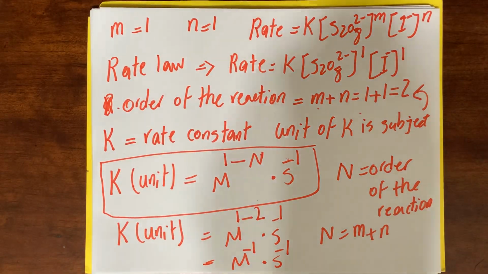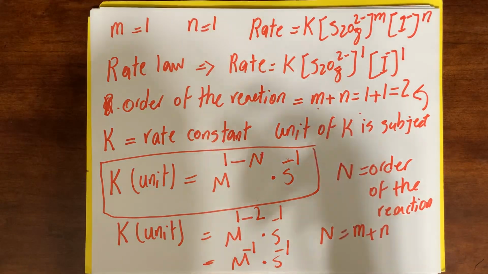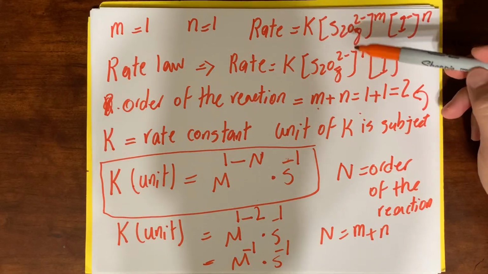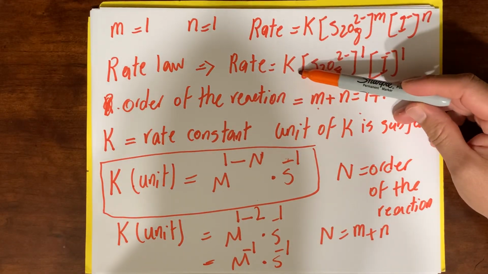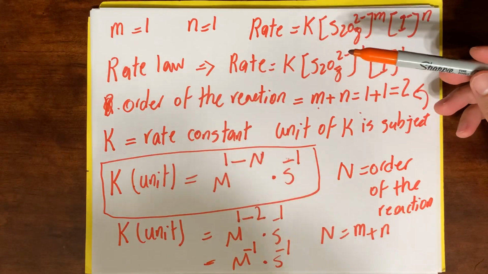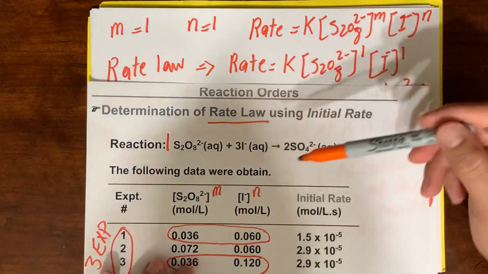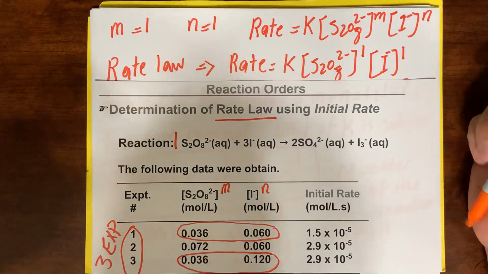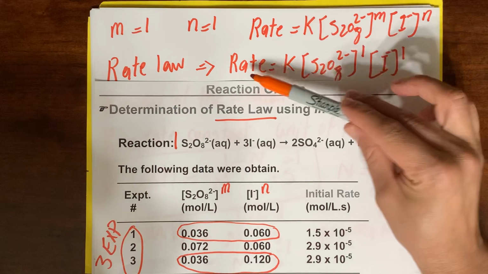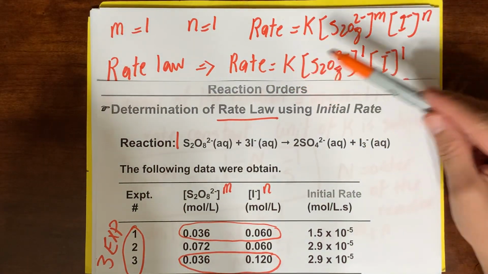We got the rate constant. Sorry, we got the rate law. I have the rate law. Time to find K. How can I find K? Let's see from this experiment that we have. What do we have? Based on this formula, rate law, I need to have K. I don't have it. S2O8.